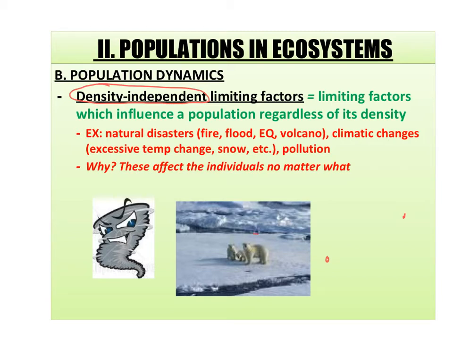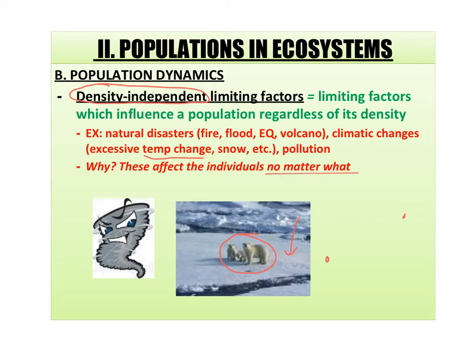Same thing with these polar bears over here. So things like climate change. If there's excessive climate change, polar bears are reliant on this Arctic sea ice. So no matter how close together the polar bears are, if the sea ice goes away in the Arctic Circle, polar bears are going to die. So these are limiting factors that affect individuals no matter what.